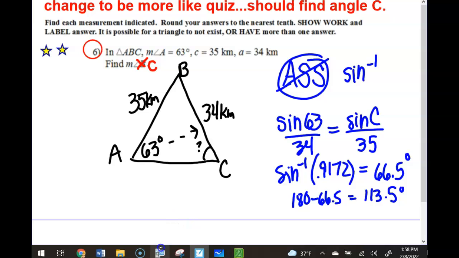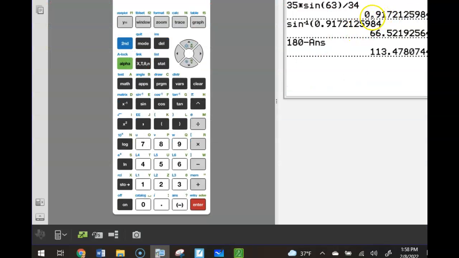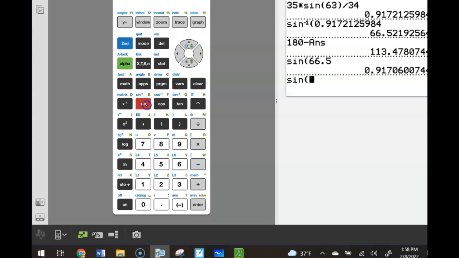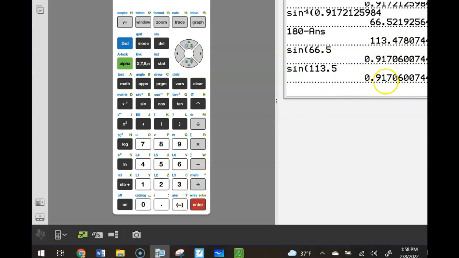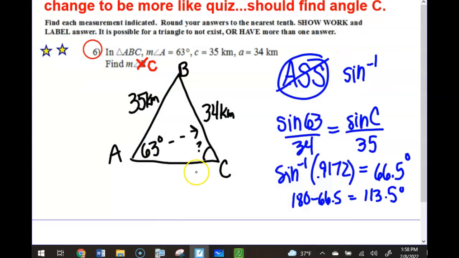Now, this is what I want to show you. When the calculator said 0.917, everybody with me? If I had typed the sine of 66.5 or the sine of 113.5, both are 0.917. It doesn't know the difference. It only gave me one answer.